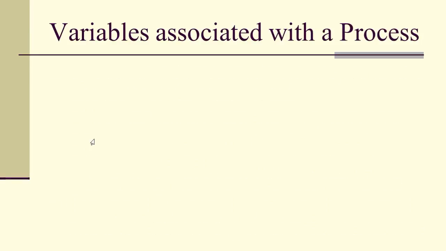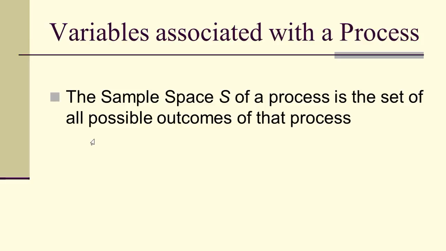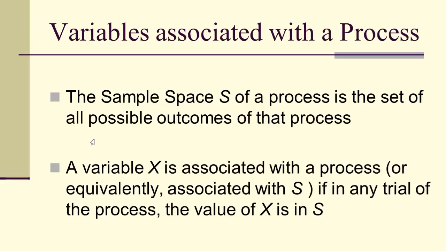Variables associated with a process. The sample space of a process is the set of all possible outcomes of that process. A variable x is associated with a process, or with its sample space, if in any trial of the process the value of the variable is in the sample space.